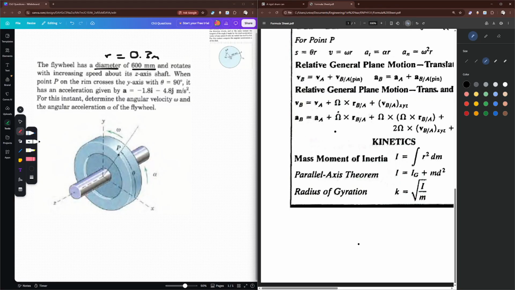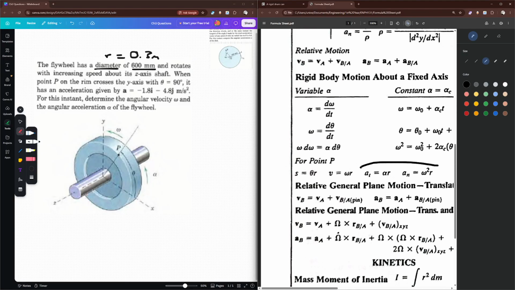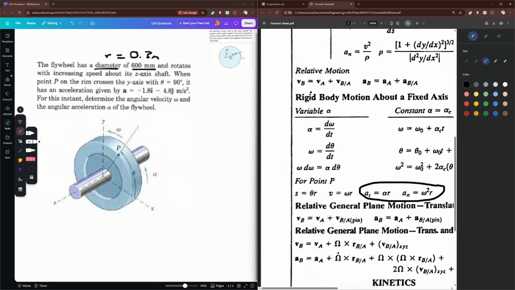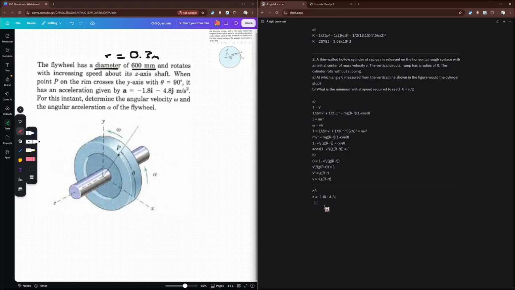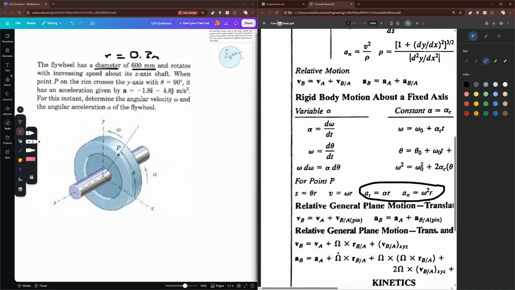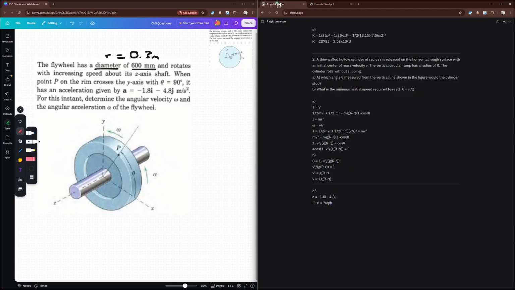So if we look here, we have these relationships, so we're going to use them. We have that negative 1.8, which is a_t. Remember, i is the tangential and j is the normal. Negative 1.8 is equal to alpha r. So alpha is just going to be equal to, well, r is 0.3. So negative 1.8 divided by 0.3 is going to give you negative 6 radians per second squared, which is alpha, right?